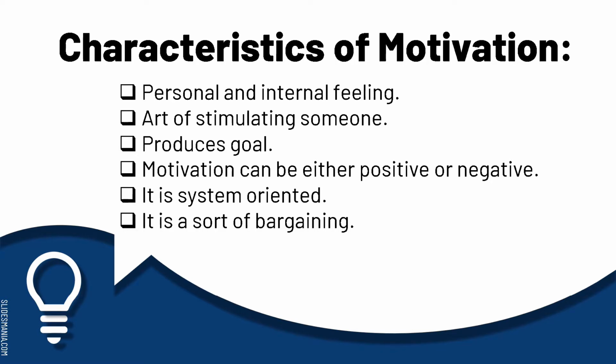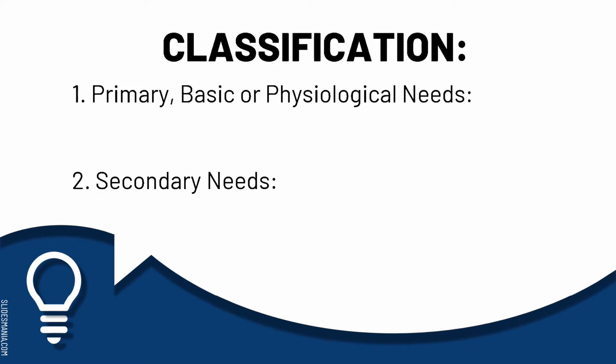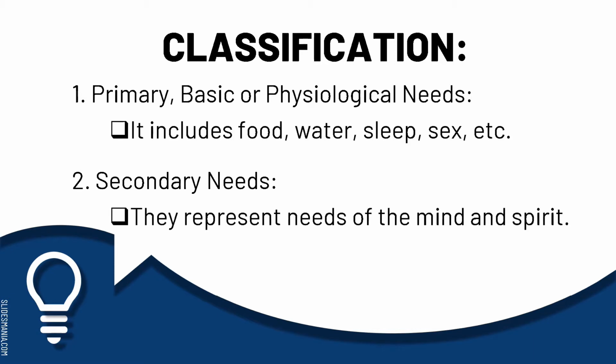And for the classification of motivation, we have two: primary, basic or physiological needs, and secondary needs. The first classification includes food, water, sleep, and etc. These needs arise out of the basic physiology of life, and these are important for survival and preservation of species. The next classification, the secondary needs, represent needs of the mind and spirit, for example, self-esteem, sense of duty, self-assertion, and etc.